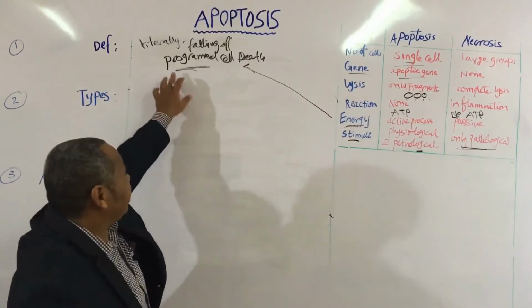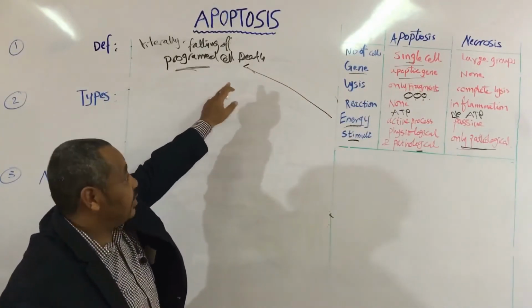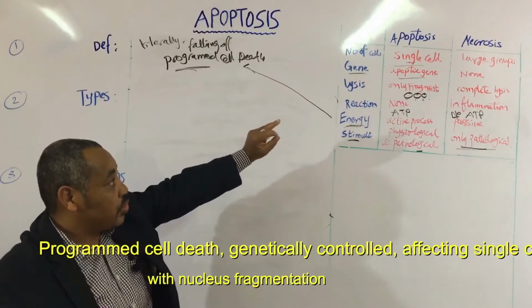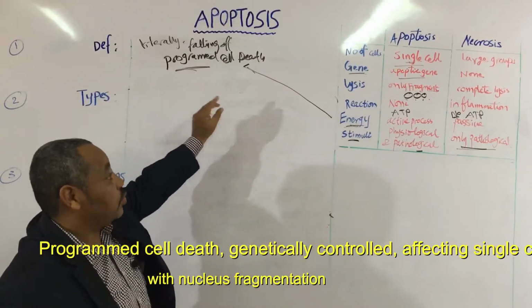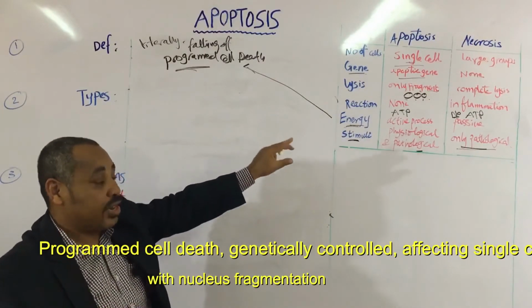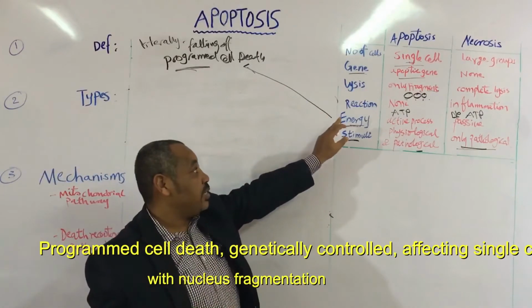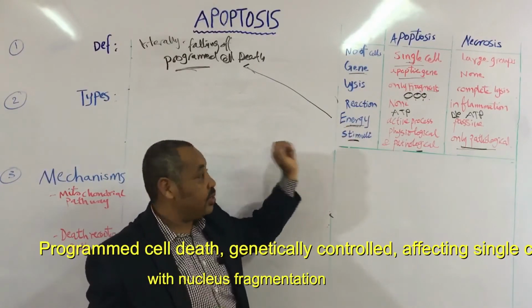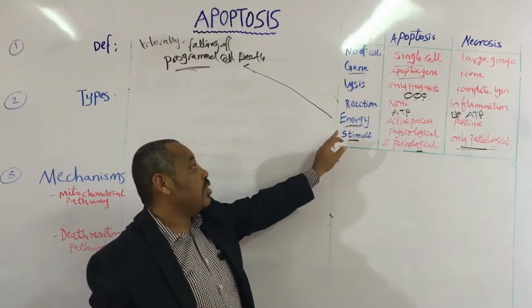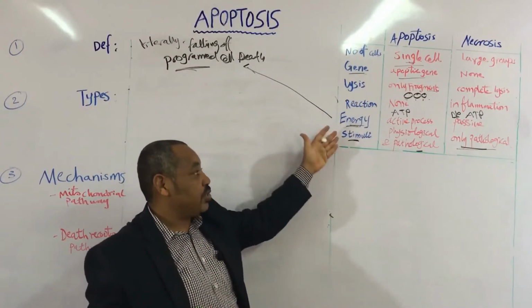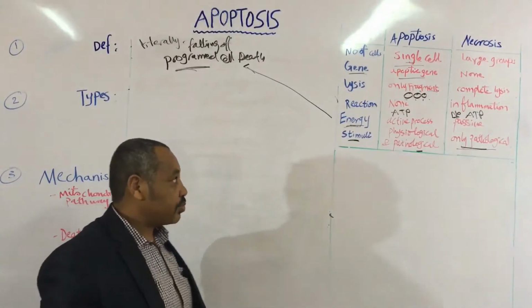So apoptosis is programmed cell death, that is to say, cell death which is controlled by an apoptotic gene and affects a single cell without inflammatory reaction around it, with fragmentation of the cell. It is an active process, so it needs energy.